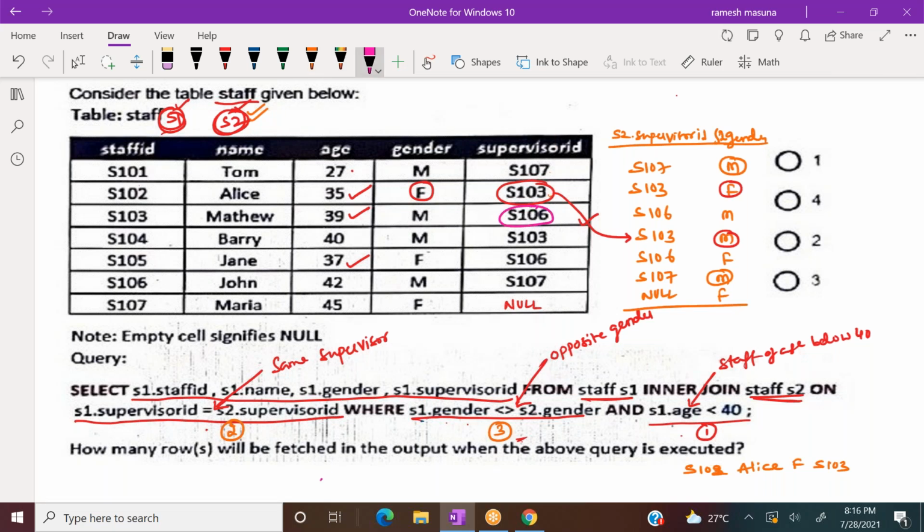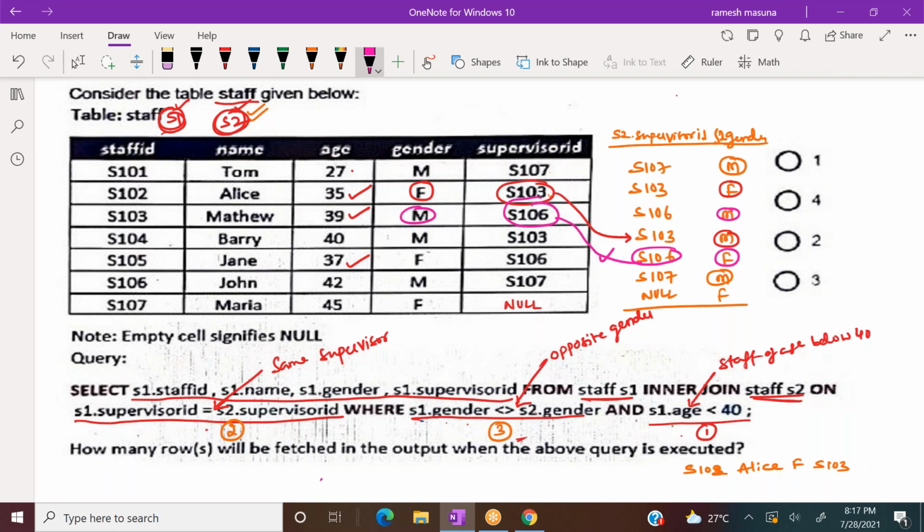Here S106 is matching with S106 and also S106. And gender should be opposite. It is male, it is male. So incorrect. It is male and it is female. It is correct. So that combination is going to be eliminated. So this combination is eliminated means this combination is correct. That is, S106 is matching with this S106. Supervisors are same, but gender are opposite.